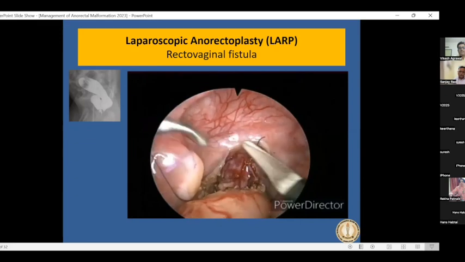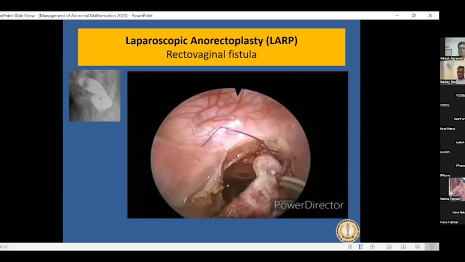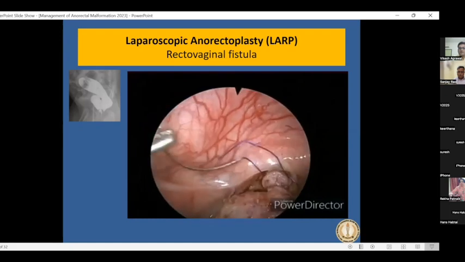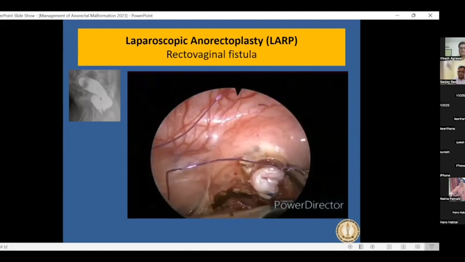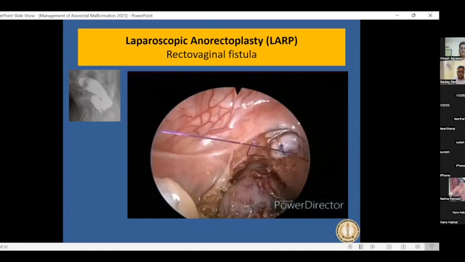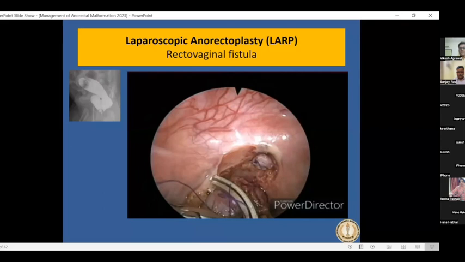So initially we used to do PSARP, but with the advent of laparoscopy, we have started doing just laparoscopic anorectoplasty in such cases and defer the vaginal reconstruction to a later date. So this is just a typical example of female anorectal malformation. Again, in this case, I suture close it. There is one study from Japan where they do a cystoscopy of the fistula.